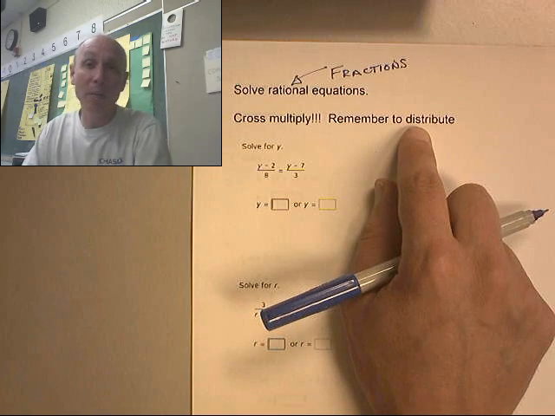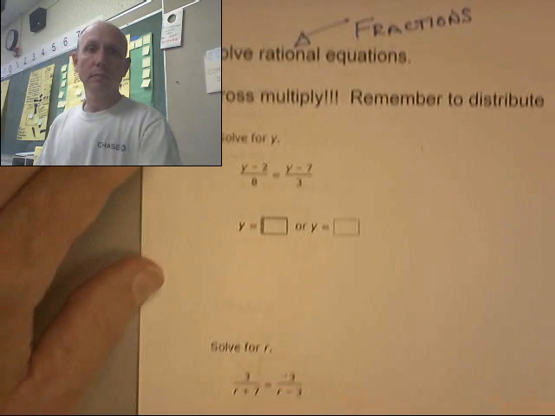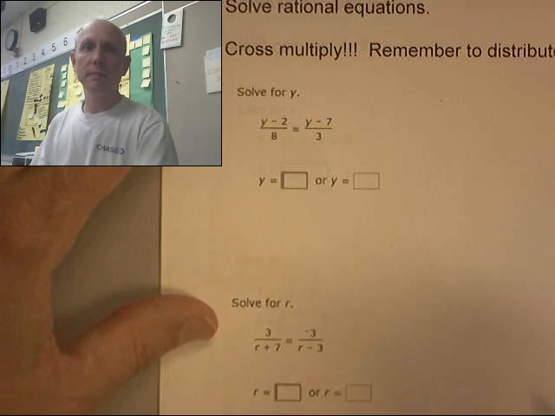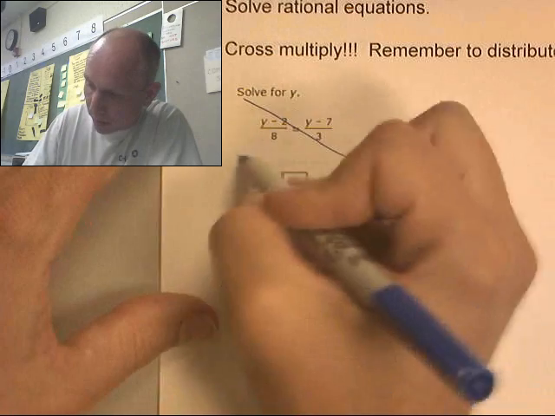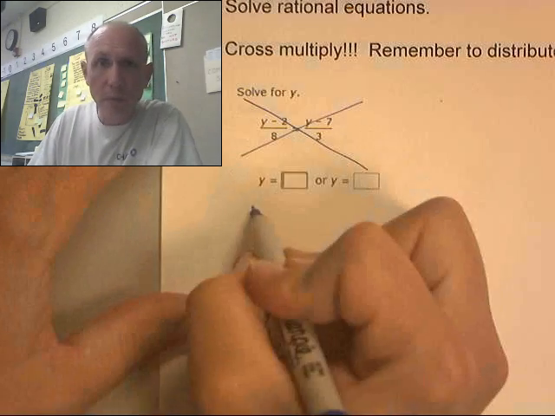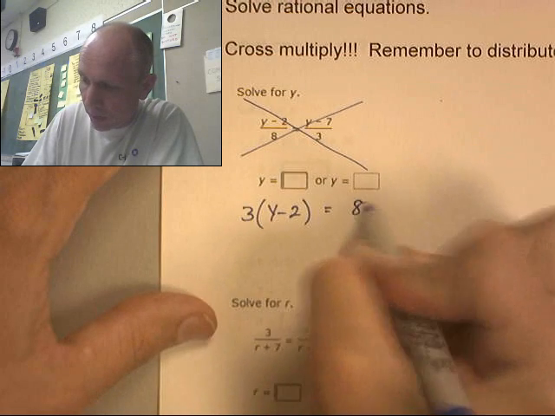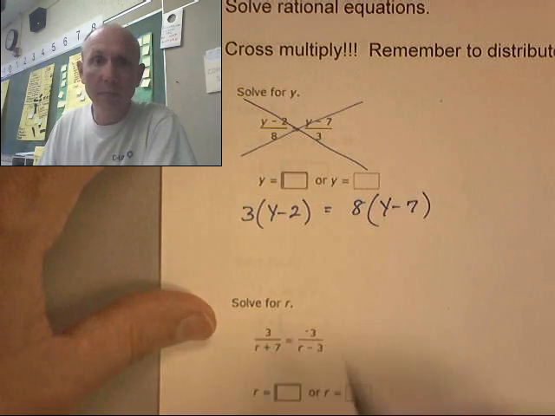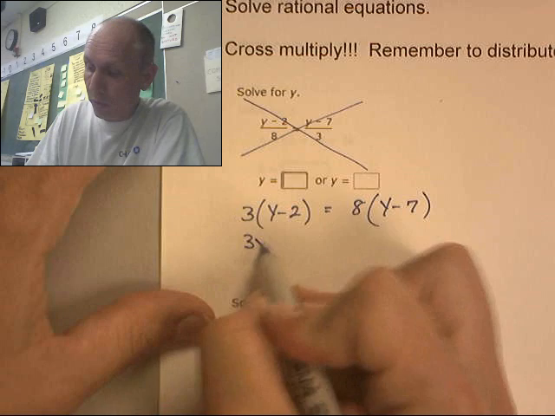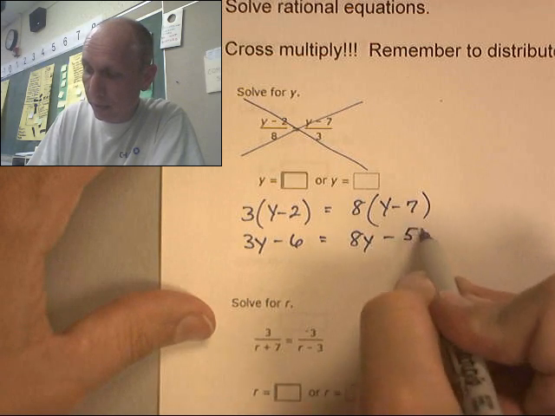When you're multiplying a monomial by a binomial, you've got to distribute it. We'll zoom in on this. Here's where my cross multiplying is going to happen. So 3 times y minus 2 equals 8 times y minus 7. Distribute, so 3y minus 6 equals 8y minus 56.